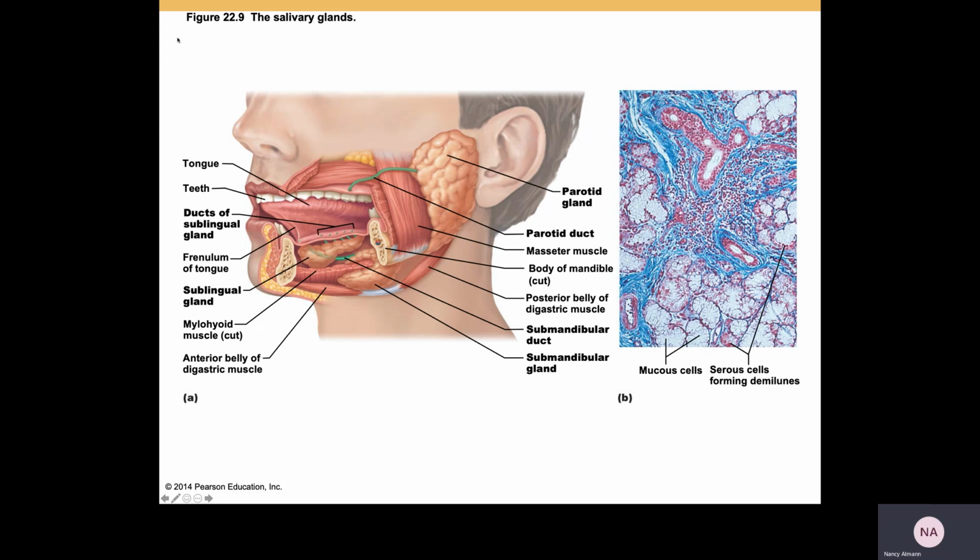And this shows you the position of the sublingual gland and the submandibular gland and the parotid gland. You should be able to identify those on diagram. Don't worry about having to identify the micrograph on the right. But you should be able to tell me that that big giant gland that is just anterior and runs slightly inferior to the ear is the parotid gland. And then the submandibular gland and the sublingual glands, you should be able to name those.